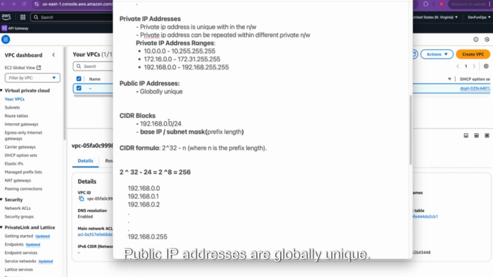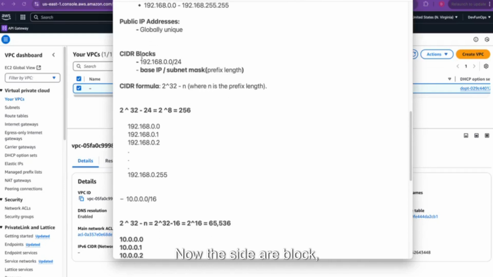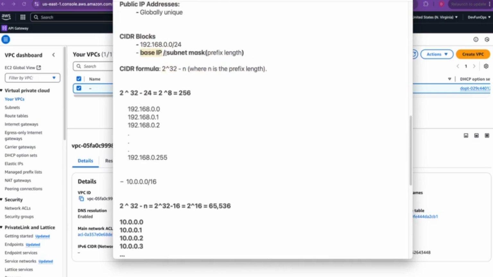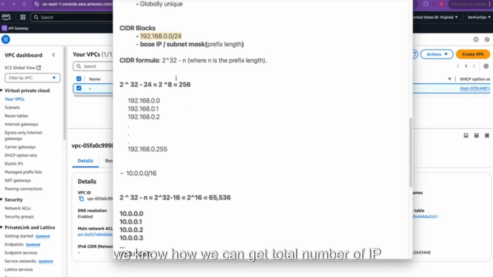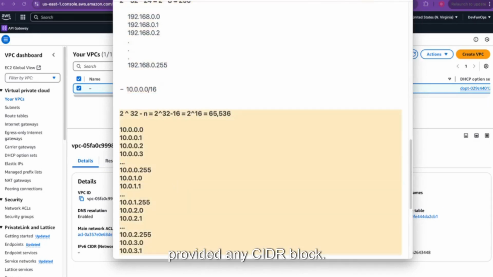Public IP addresses are globally unique. A public IP address is nothing but a unique identification of your particular device. Now, a CIDR block is just a notation used to define IP address ranges in a more flexible way. Now we know how we can make use of this formula. We know what the base IP is, we know what the subnet mask is, and we know how we can get the total number of IP addresses within any provided CIDR block.